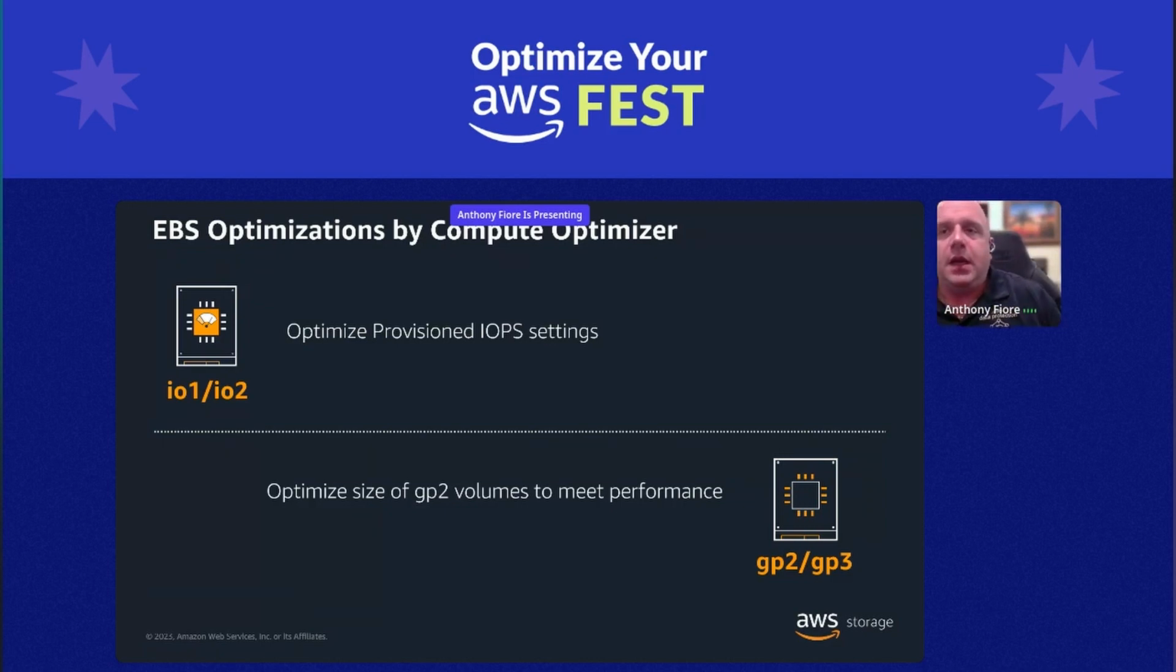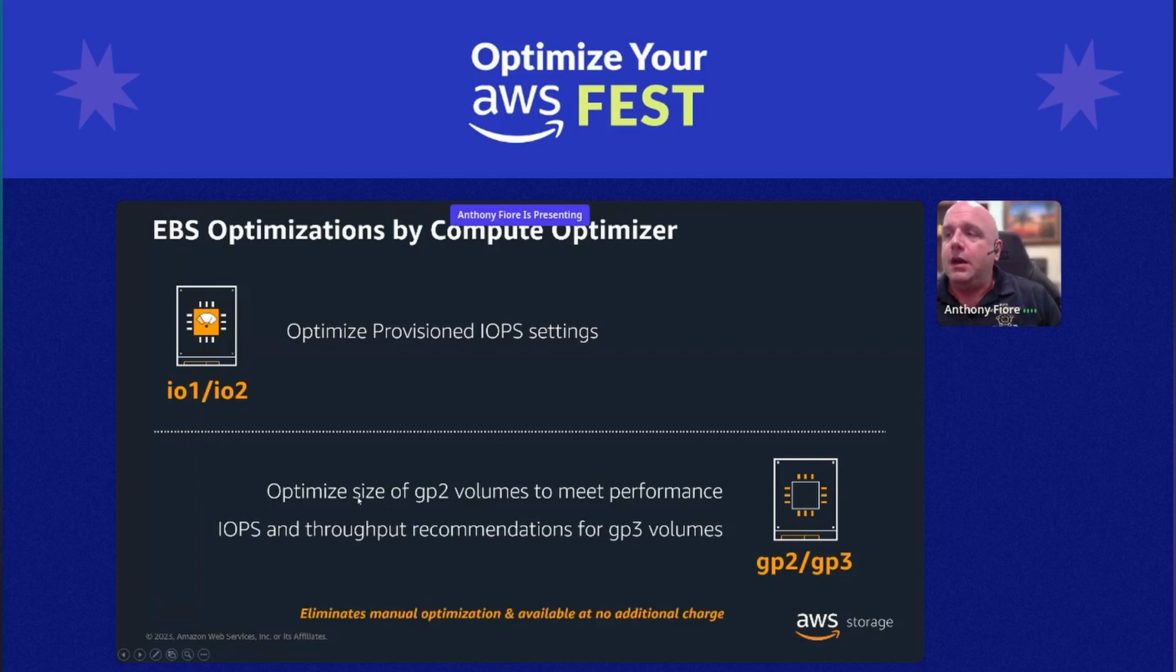So what's nice about this is Compute Optimizer is going to give me those recommendations in terms of what's the optimal IOPS setting for my IO2 or IO1 volumes, right? Also for optimizing the size of my GP2 volumes, and optimizing the IOPS and throughput recommendations for my GP3 volumes. So a couple things to mention here. This is only going to work on EBS volumes that are attached to EC2 instances, and they must be attached to EC2 instances for at least 30 hours. The recommendations themselves are refreshed daily.